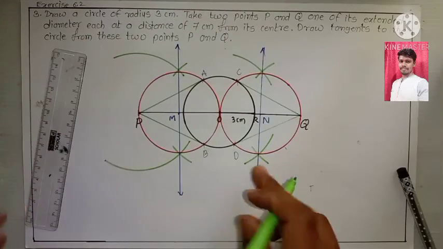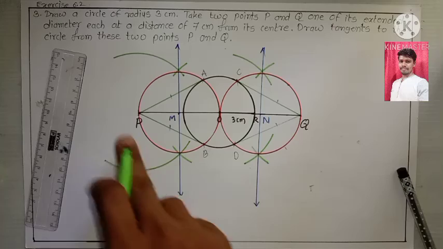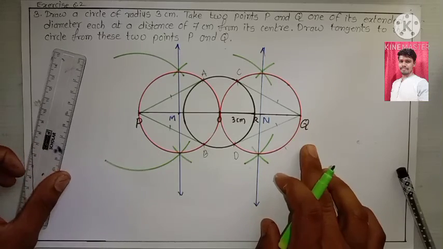Here we get the required pair of tangents through external points P and Q, which is the required construction for this question.